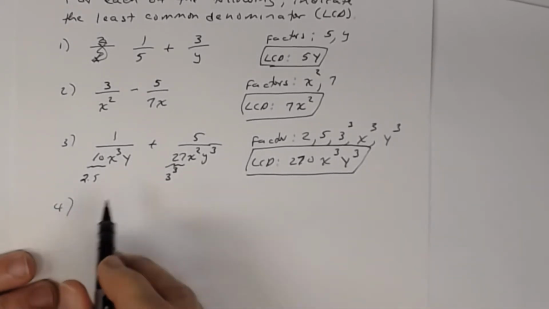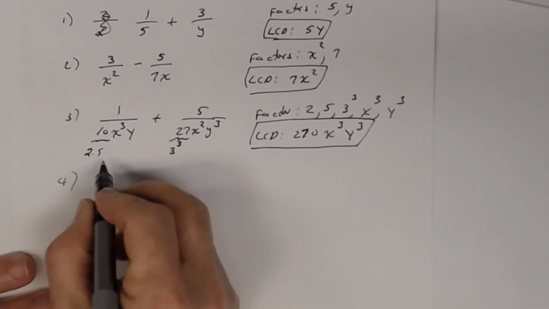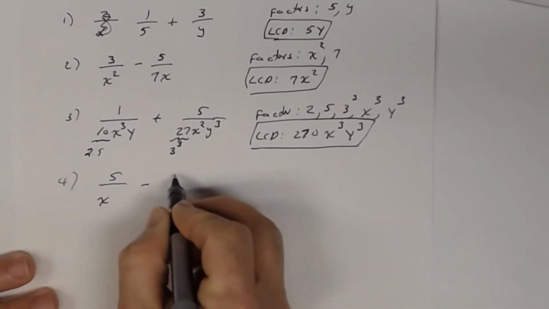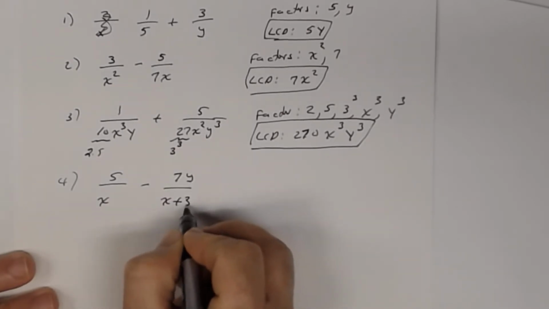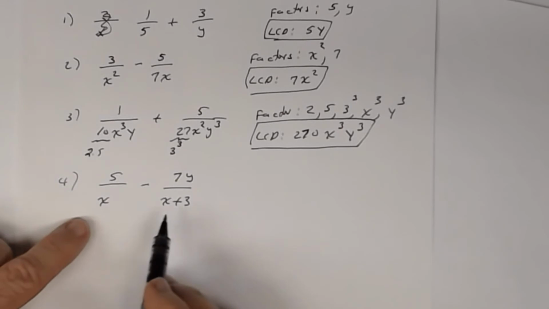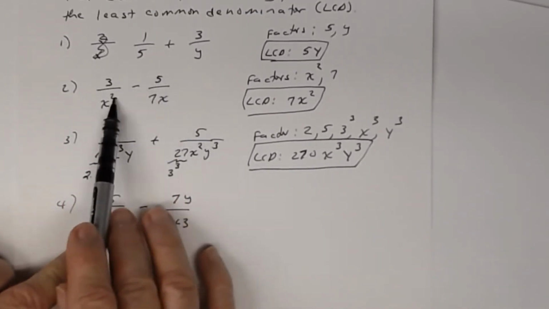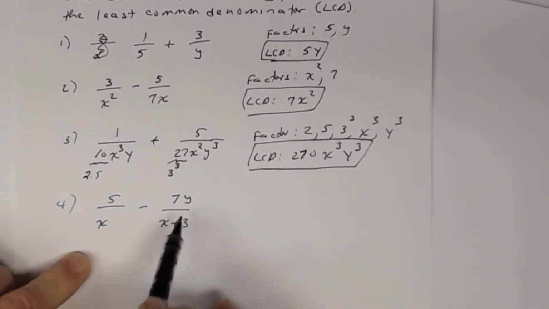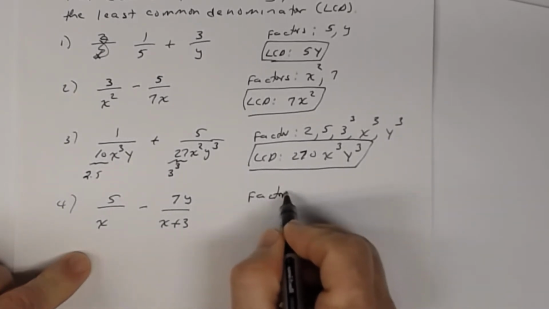All right, number 4. In number 4, let's suppose we have 5 divided by x minus 7y divided by x plus 3. So if you look at those two denominators, now remember in 1, 2, and 3, those are all monomial factors. In number 4, this is a monomial, this is a binomial, but I cannot factor this binomial any further. Okay, so I'm going to list my different factors that I see.